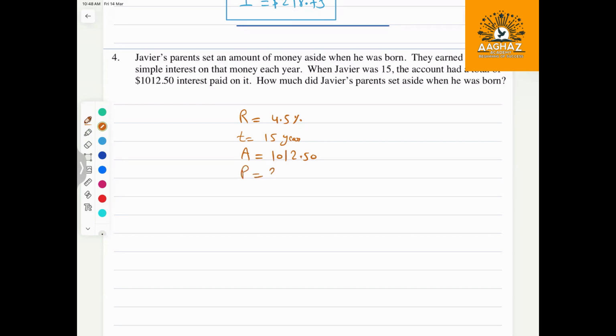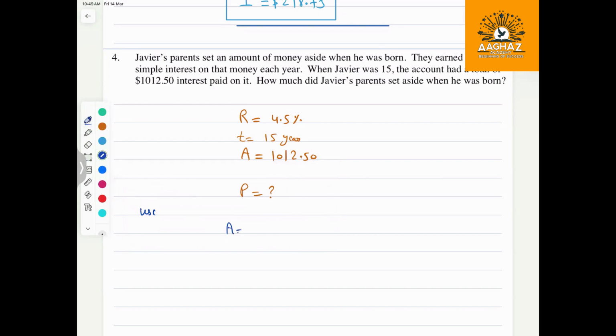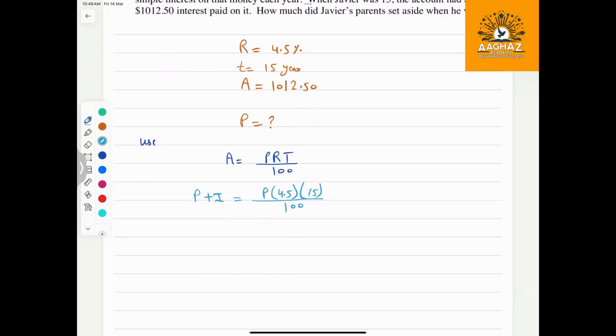I mean, you want to find the P value here. In this question, we want to find the P value. First of all, I will use the simple interest formula, A is equal to PRT over 100. What I can put at the A place is P plus I. Rate, what is the rate? 4.5. What is the time? 15 years.